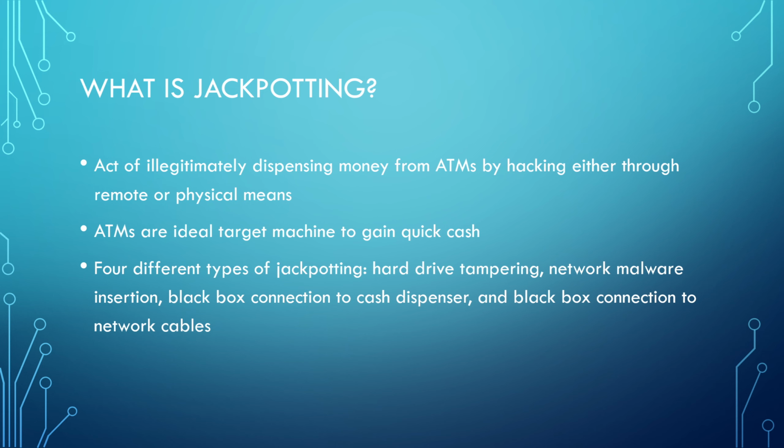And there are four different types of jackpotting. So the first one is called hard drive tampering. Second is network malware insertion. Third is black box connection to cash dispenser and using a black box connection to network cables.